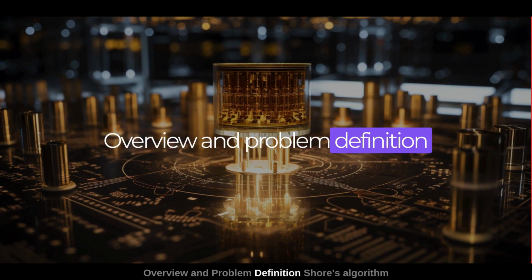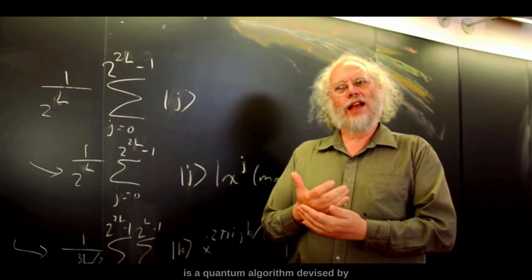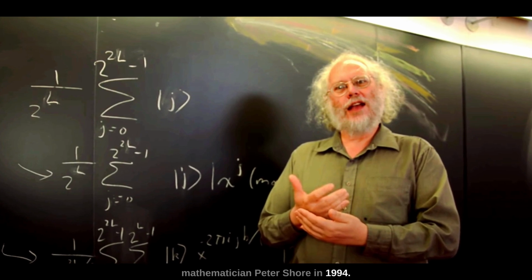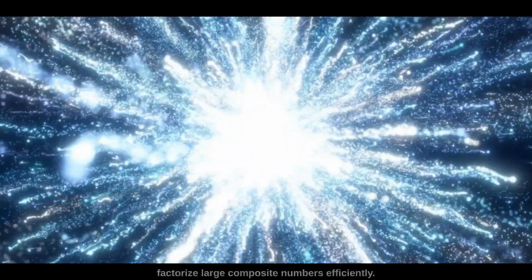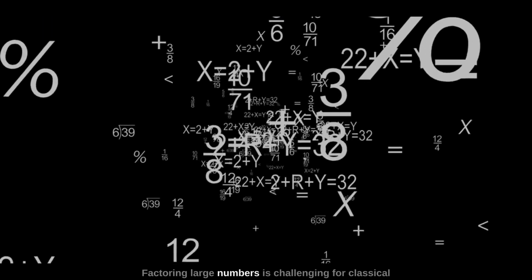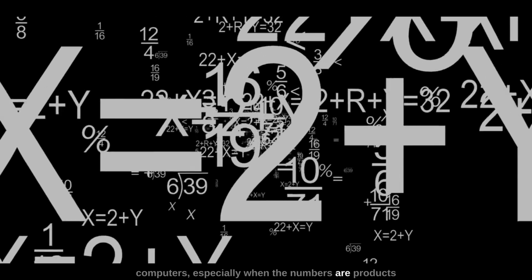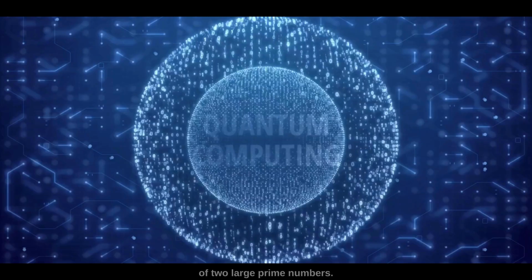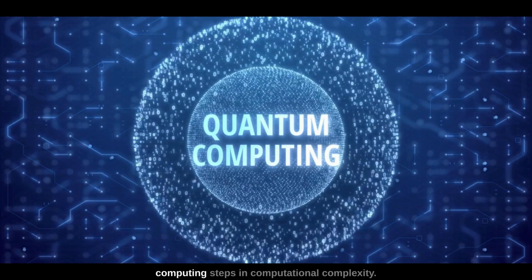Overview and problem definition. Shor's algorithm is a quantum algorithm devised by mathematician Peter Shor in 1994. Its primary purpose is to factorize large composite numbers efficiently. Factoring large numbers is challenging for classical computers, especially when the numbers are products of two large prime numbers. Shor's algorithm aims to solve this problem using the power of quantum computing.